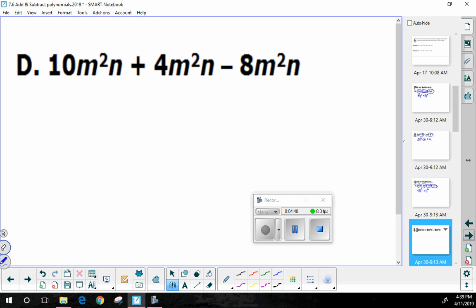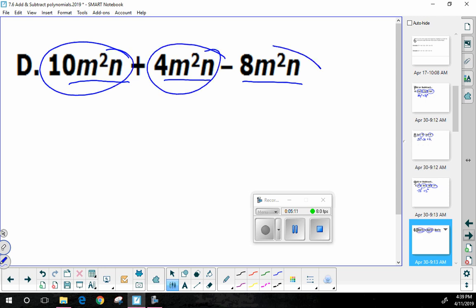Okay, this is 10m squared n plus 4m squared n minus 8m squared n. If you'll notice, all of these are the same term. So basically, I'm adding 10m squared n plus 4m squared n minus 8m squared n, which is 6m squared n. That was m squared n each time.